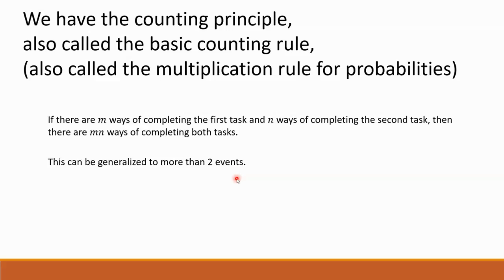You can generalize this to more than 2 events. You just multiply, basically. So if there was a third task that you had to complete, and let's say there were W ways of completing it, along with the first 2, you would have m times n times W ways of completing those 3 events. You just keep on multiplying. That's really what this is saying.